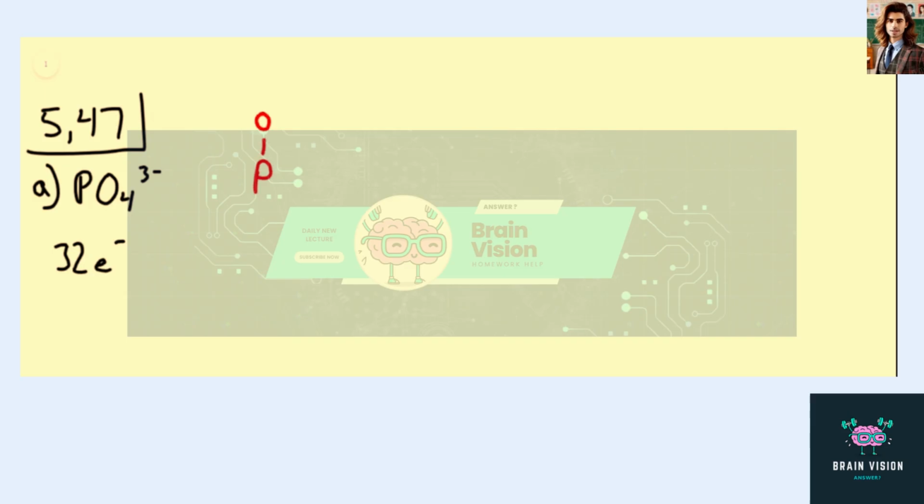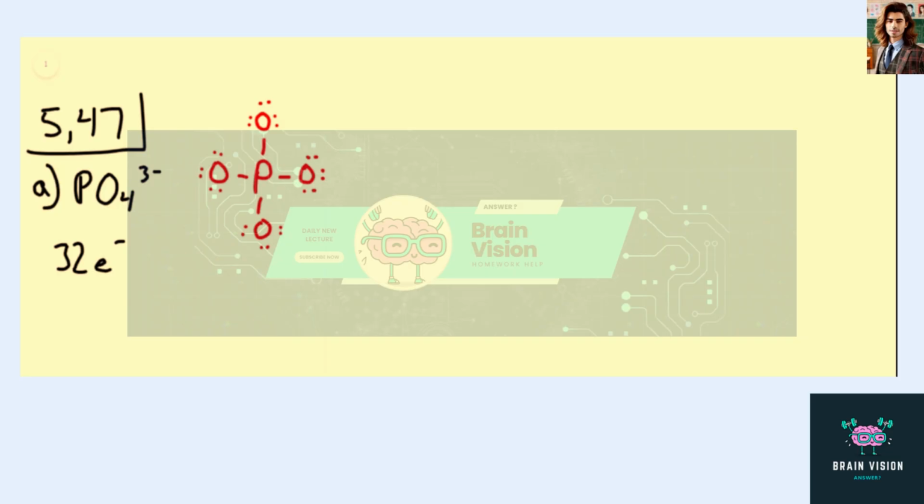We're going to bind it to 4 oxygens, which will consume 8 electrons. So then we go ahead and assign the lone pairs around the oxygen atoms. We have 24 electrons to assign, so we can assign 6 electrons to each oxygen. And so what we see here is that we have each atom with an octet, so it's satisfied in that regard.